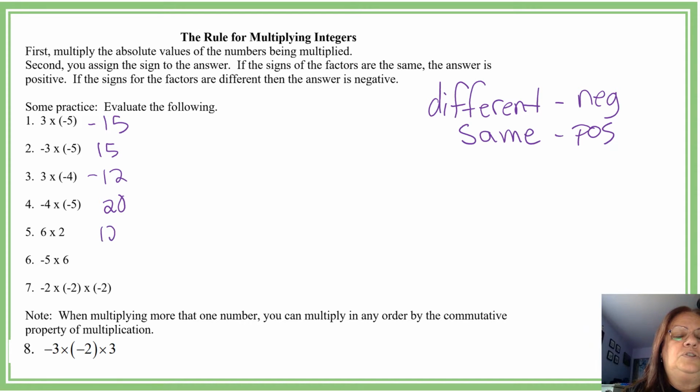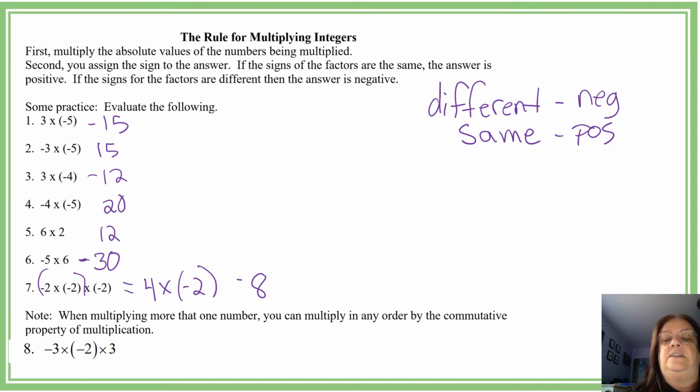6 times 2 is 12. Same signs, positive. 5 times 6 is 30. Different signs, negative. Negative 2 times negative 2 times negative 2. So this one we're going to actually do our association. Negative 2 times a negative 2 is a positive 4, same sign. And that's times now negative 2. So now I have 4 times a negative 2, different signs. The answer is going to be negative, and 4 times 2 is 8. So my answer is negative 8.